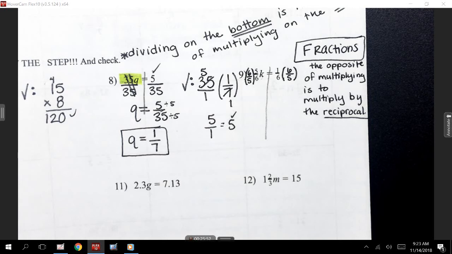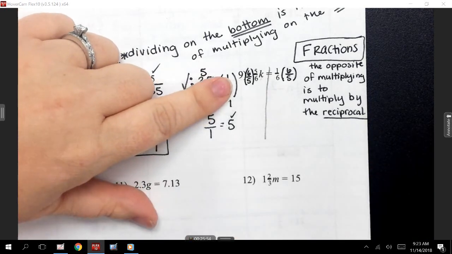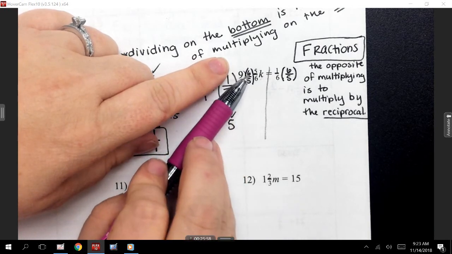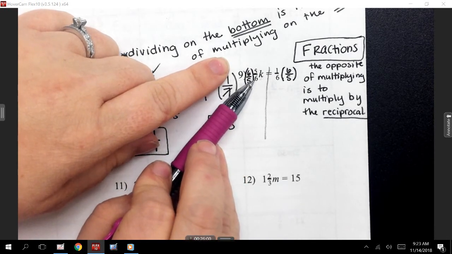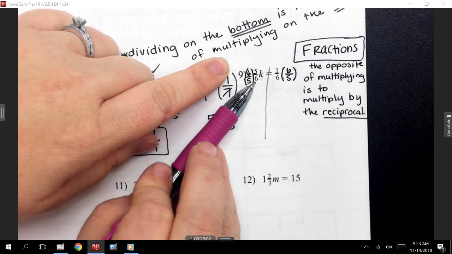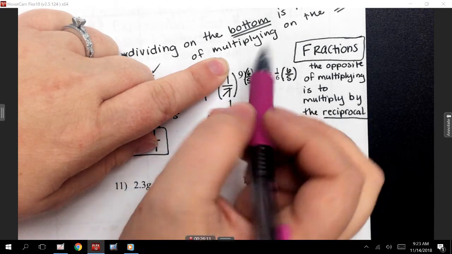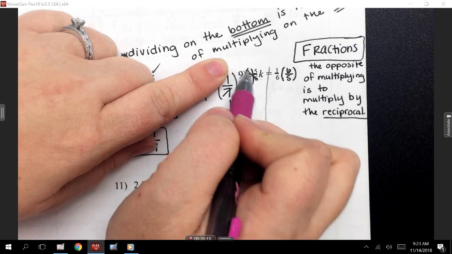Okay, so let's look real quick, guys. I want to show you something cool that happens. Look here where the reciprocal is next to my 5/6. Do y'all see a 6 on top and a 6 on bottom? What happens when I have a number on top and that same number on the bottom, Hannah? It becomes 1. They cancel out, right? So a 6 on top and a 6 on bottom, those are going to cancel.